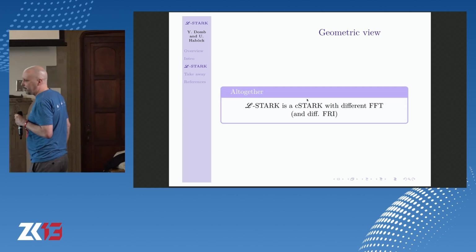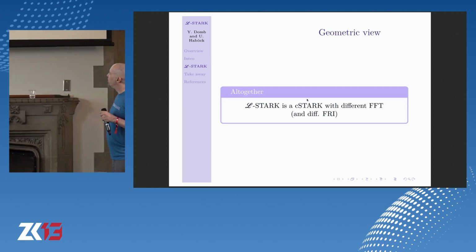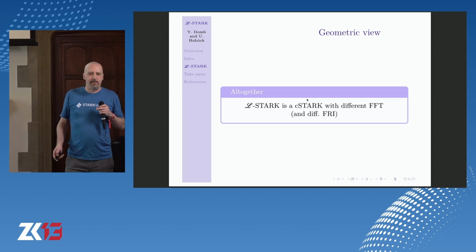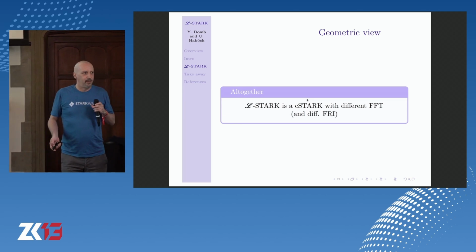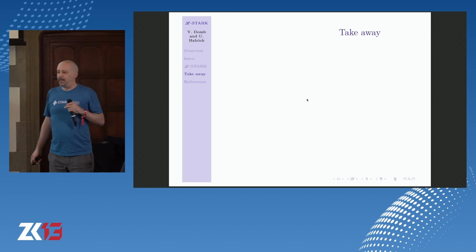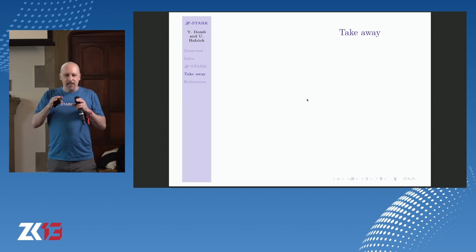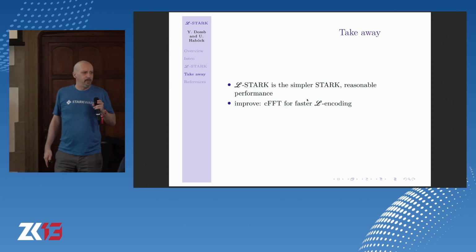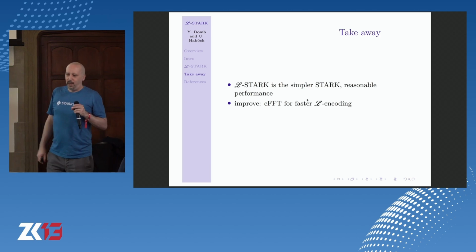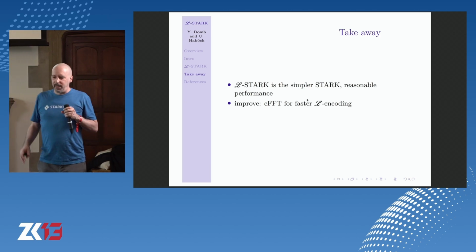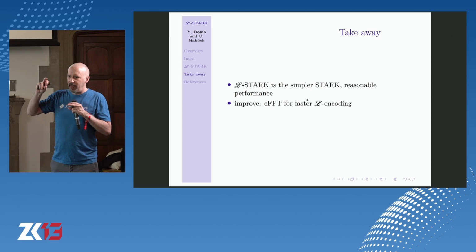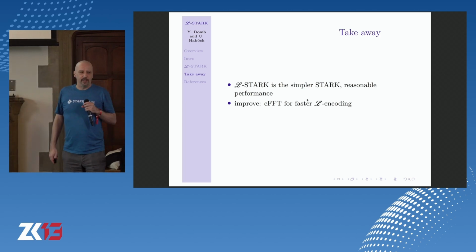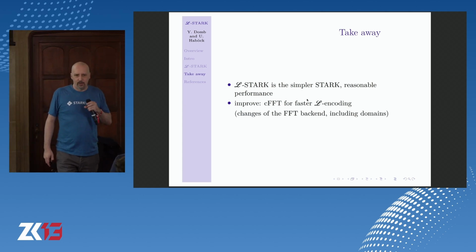Okay, let's wrap it up. So first of all, Laurent Stark is a circle Stark just with a different FFT and therefore a different phi. So what's the takeaway here? Besides that it's simpler, has a Stark, and has reasonable performance, we can improve that caveat of the harmonic FFT, that overhead, by implementing and using the circle FFT for faster Laurent encoding. So it can be improved. It costs, of course, a bit of work.